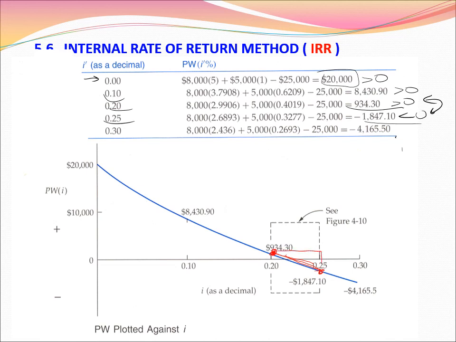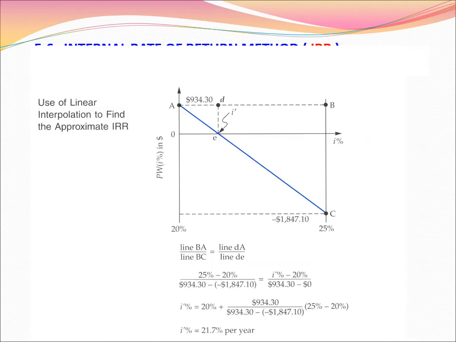And using this triangle again, we will try to find this I prime value, this small triangle and this large triangle. We will use the same idea. So let me show it. This is the part, this is the larger part where this present worth crossed this horizontal axis, intersect that one. So this is point A, which corresponds to 20% interest rate, and this is point B, which corresponds to 25% interest rate.